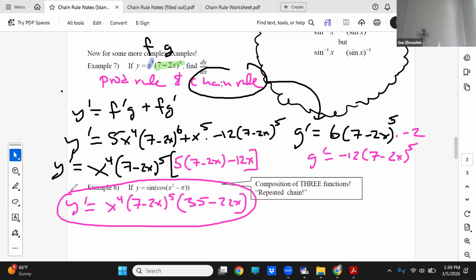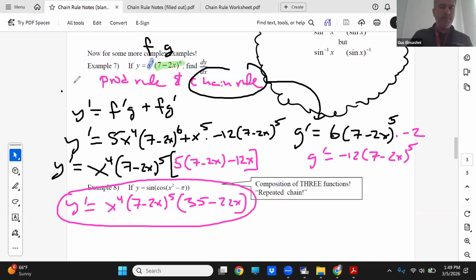So F prime, you see that's 5x to the 4th. G, of course, to keep it intact, is multiplied by 5x to the 4th. Then plus the reverse, F versus x to the 5th, then G prime punched off to the side, brought back into the fold. When I worked that out, I realized, okay, I have x to the 5th times negative 12 times 7 minus 2x raised to the 5th power. And then this is the part that might be a little tricky. This may not be crystal clear.